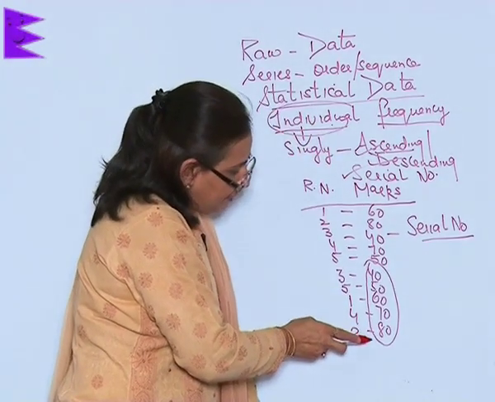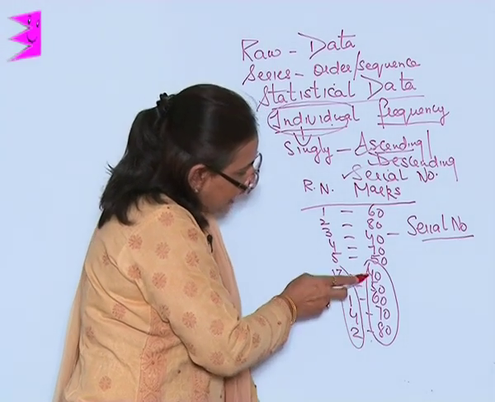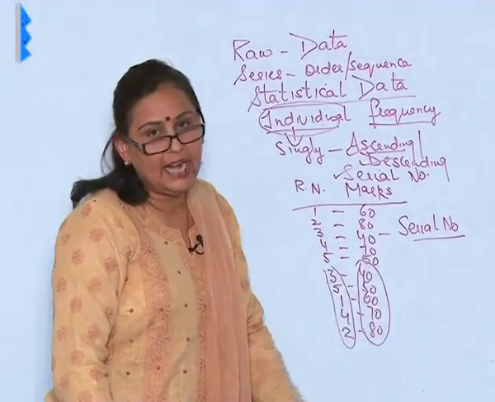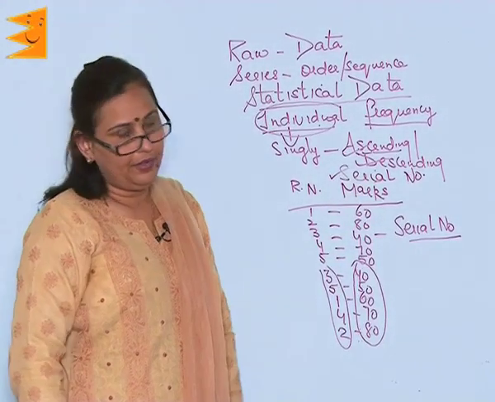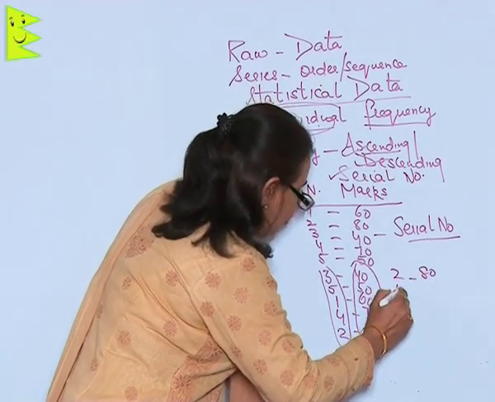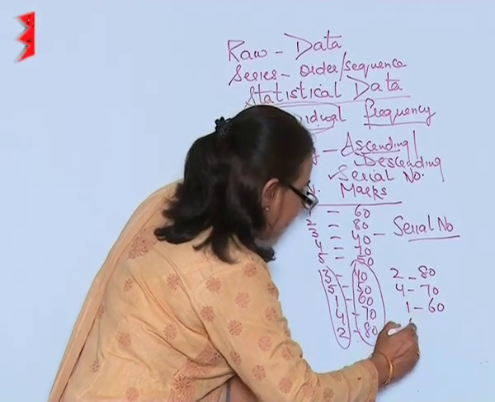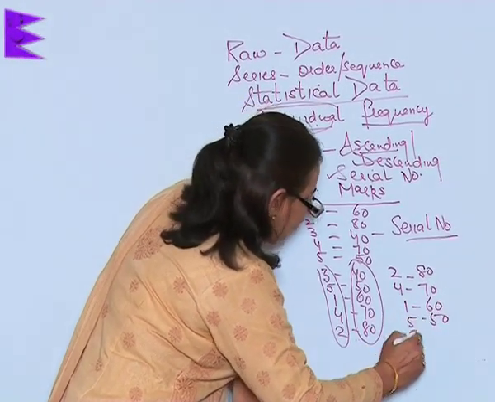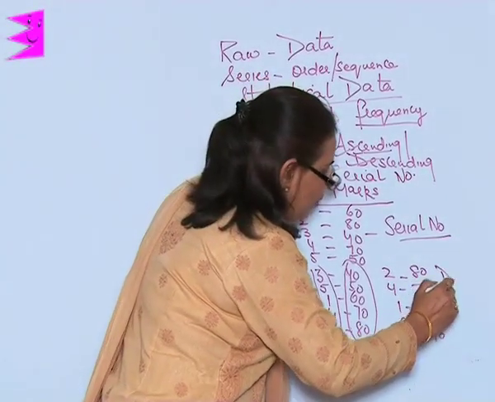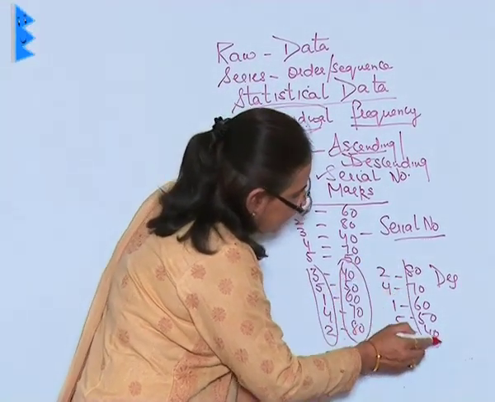The information that we are getting is of individuals only, but it has been presented in the ascending order. Now, let me put this data into the descending order. It will be roll number 2 gets 80, roll number 4 gets 70, roll number 1 gets 60, roll number 5 gets 50, roll number 3 gets 40. So, this is the descending order. Here again the information is the same, but now it is based on descending order.